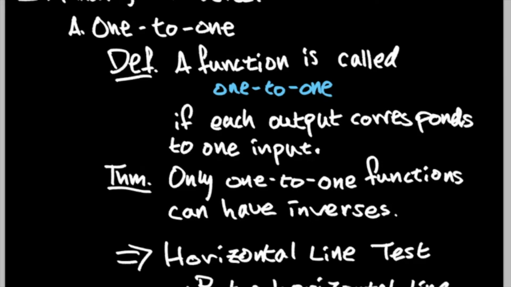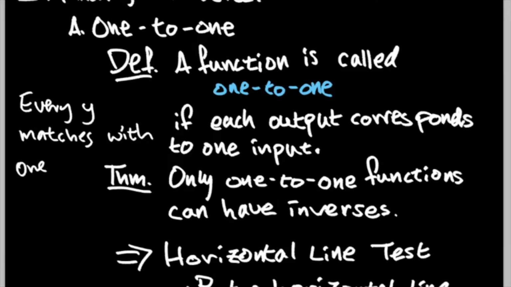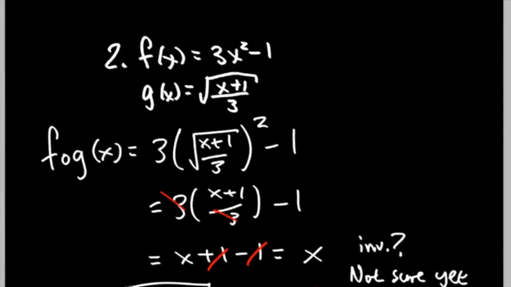That means that every y value in a function, so if you look at the domain and the range, every y matches with exactly 1 x. There's a good reason for that, because one-to-one functions are the only ones that can have inverses. The reason for that is, let's look at the little function machine up there.